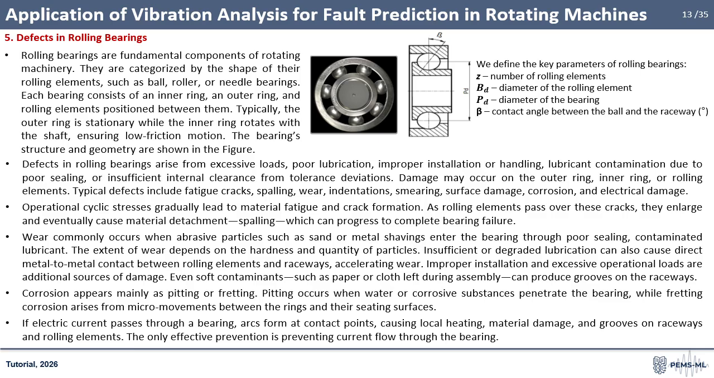Rolling bearing defects can result from excessive loads, poor lubrication, improper installation or handling, contamination due to inadequate sealing, or insufficient internal clearance. Damage may occur on the outer ring, inner ring, or rolling elements, and commonly includes fatigue cracks, spalling, wear, indentations, corrosion, and other surface damage. Under cyclic operating stresses, material fatigue leads to crack initiation. As rolling elements pass over these cracks, they grow and eventually cause material removal, known as spalling, which can ultimately lead to bearing failure.